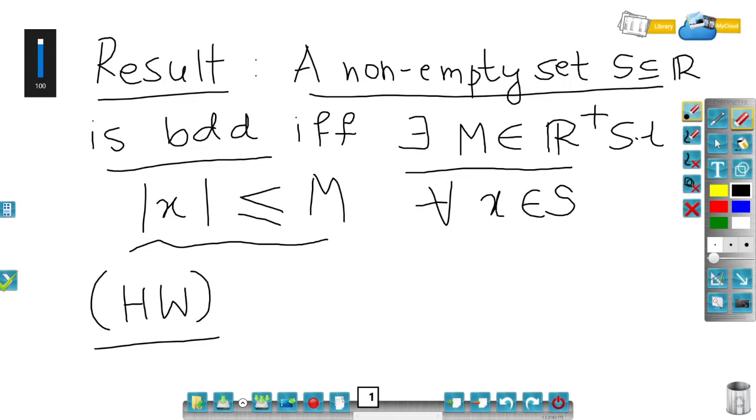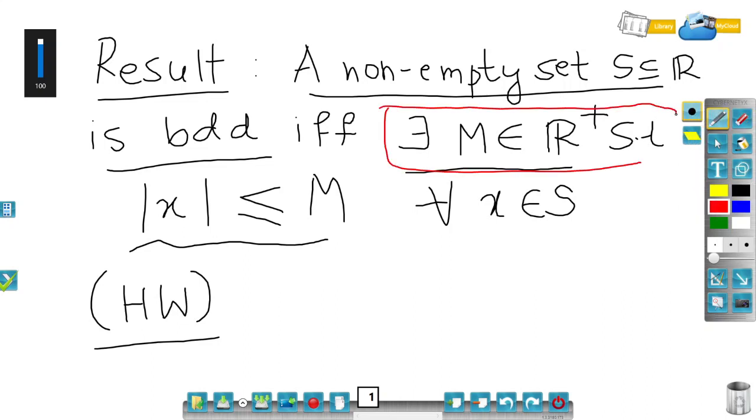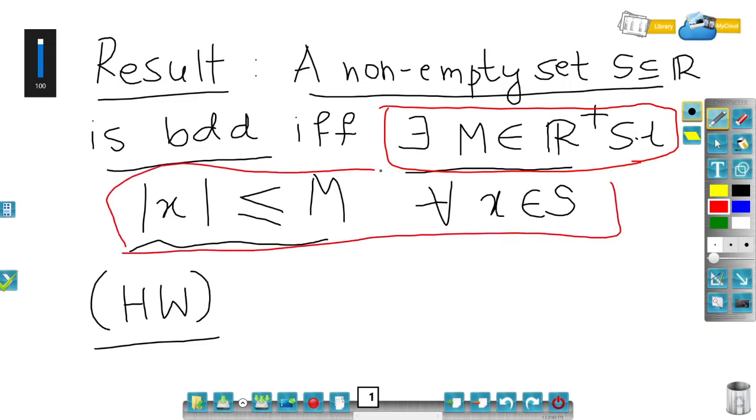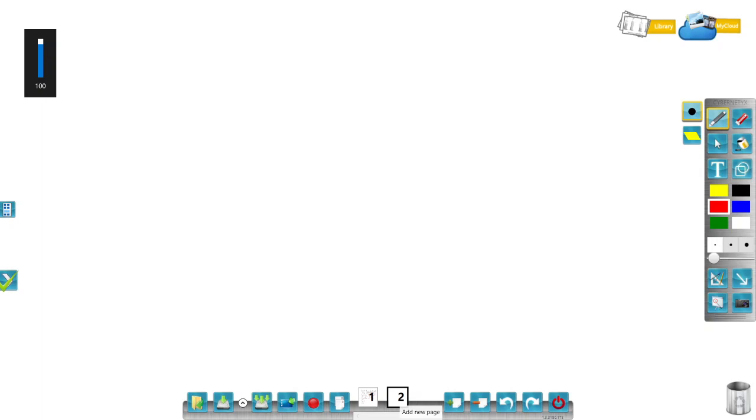So from now onwards, boundedness can be replaced with this mathematical expression. Whenever I say a set is bounded, that means there exists a positive real number M such that the modulus of x is less than or equal to M for every element x belonging to the set. Well, we will use this property in the upcoming theorem. So let me write down the results which I am going to prove now.